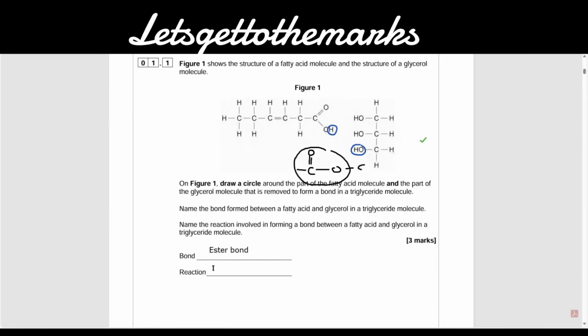Okay, and the type of reaction, well, you've removed two H's and an O, H2O, that's water you've removed, so you see water form as a product. That is condensation. Sorry, I just bit my tongue there.